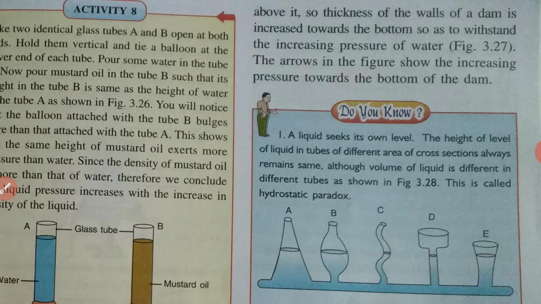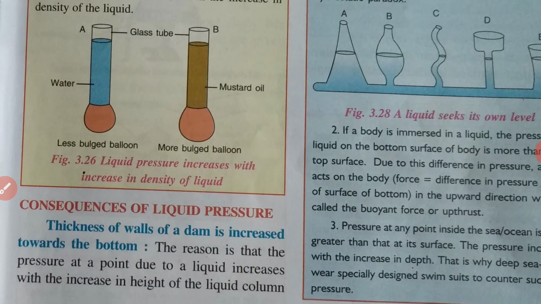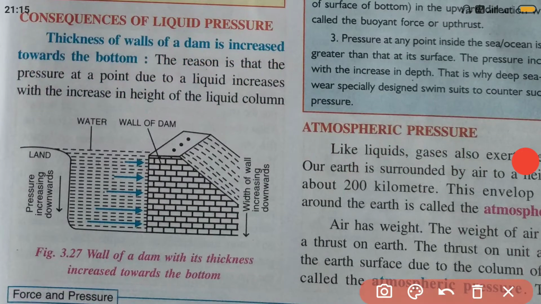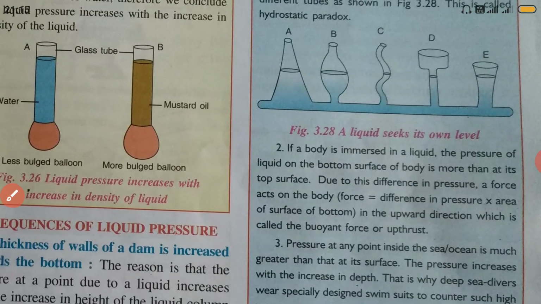The arrows in the figure show the increasing pressure towards the bottom of the dam. They are talking about these arrows. You can see the topmost arrow is smaller and the bottommost arrow is bigger, which suggests that the pressure is more.